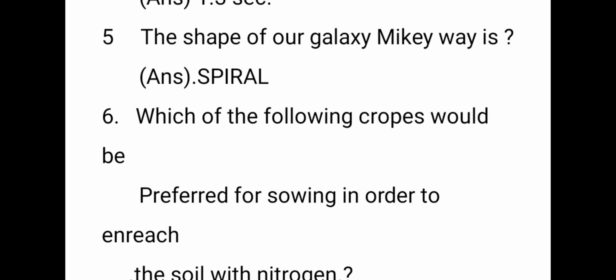The next question: the shape of our galaxy, the Milky Way, is spiral. The Milky Way is a huge collection of stars, dust, and gas. It is called a spiral galaxy because if you could view it from the top or bottom, it would look like a spinning pinwheel. The sun is located on one of the spiral arms, about 25,000 light years away from the center of the galaxy.